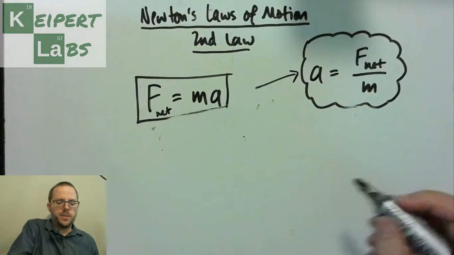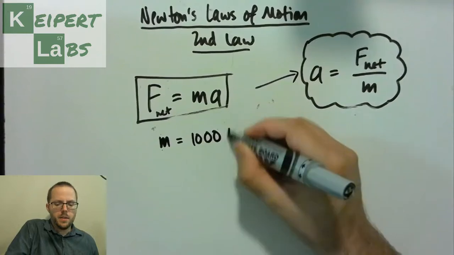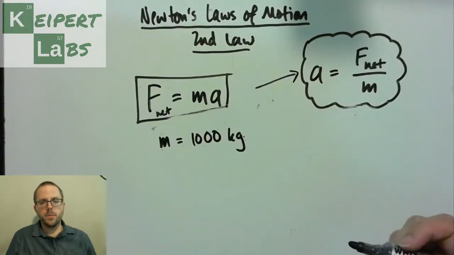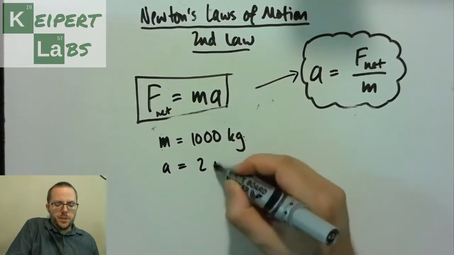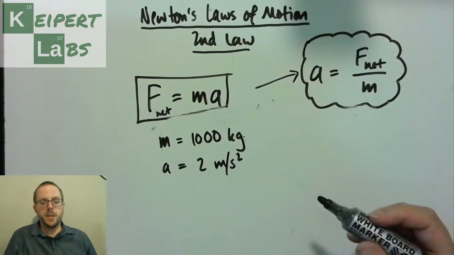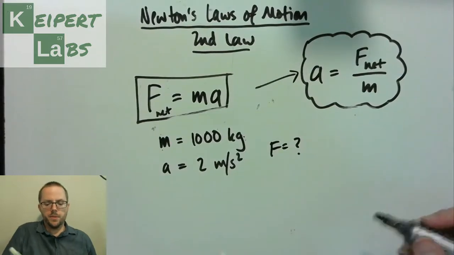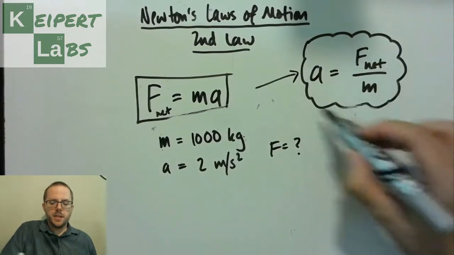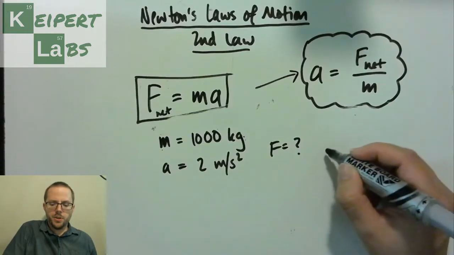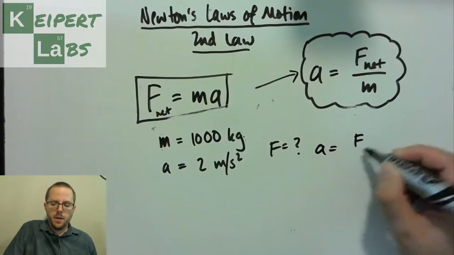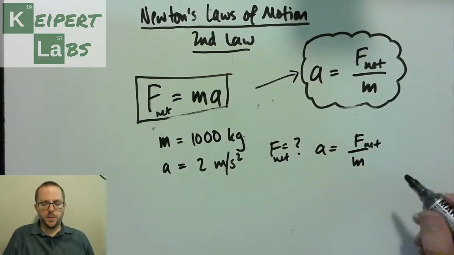Now we're going to say, all right, we have a car that has a mass of 1,000 kilograms, 1 ton, and it has an acceleration of 2 meters per second squared. What is the force that's being applied? The net force. So we're substituting into this formula. We know A and we know M, but we don't know F. So we've got A equals F over M. I'll put in the net just to keep the terminology that we're sticking with.